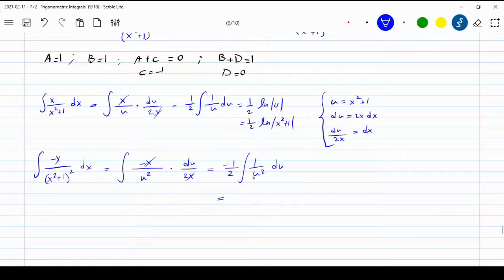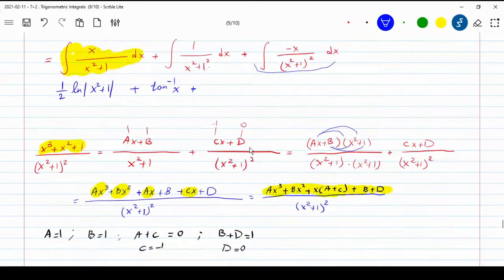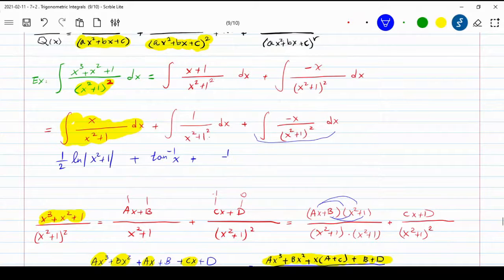And this is not ln. You should write this as u to the power negative 2 and use the reverse power rule. So it would be negative 1 over 2 times u to the power negative 1 divided by negative 1, plus some constant. You can cancel out these negatives. That is 1 over 2 times 1 over u plus some constant. So this last integral becomes 1/2 times 1 over u plus some constant. And u was simply x squared plus 1. So 1/2 times 1 over x squared plus 1.